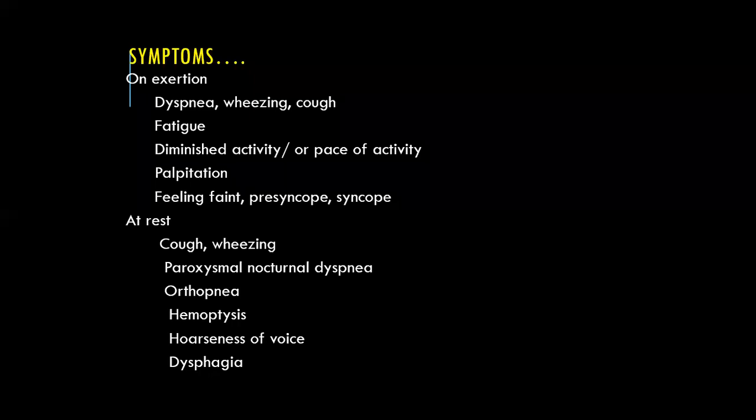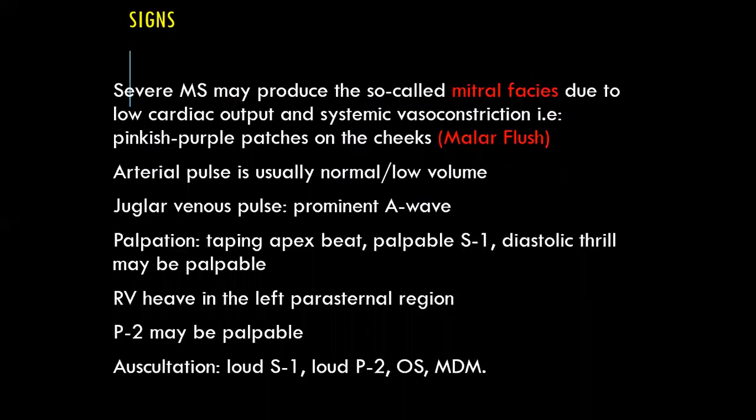And the typical feature of mitral stenosis is the mitral facies. This is actually a rash on the cheeks of the patient, purple patches on the cheeks, and this gives the typical facies known as mitral facies. And the arterial pulse, when you examine the pulse of the patient, is usually normal, or depending upon the severity of the mitral stenosis, you can get a low volume pulse as well. And when you examine the jugular pulse, you can have a prominent A wave in the JVP of the patient.